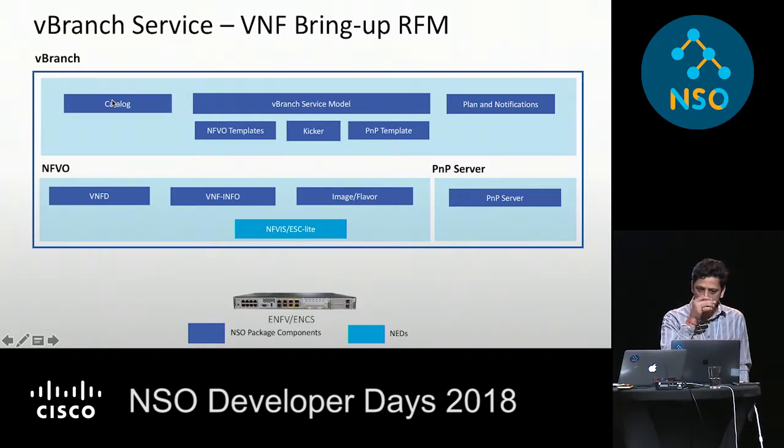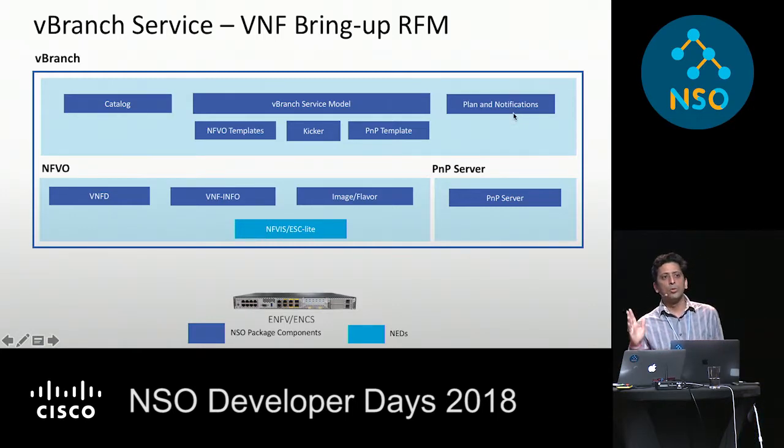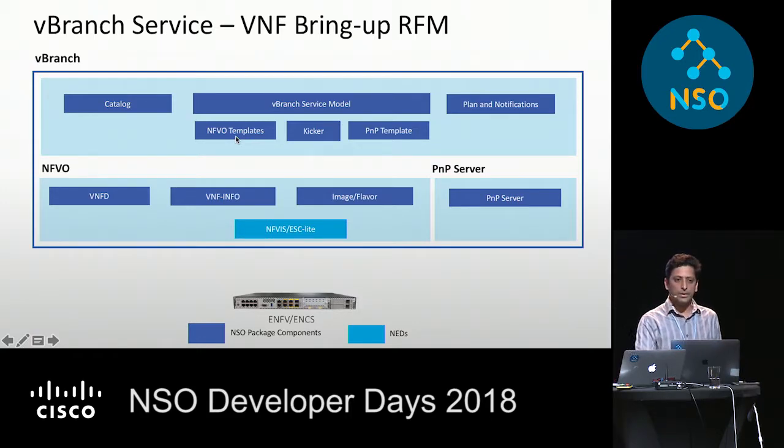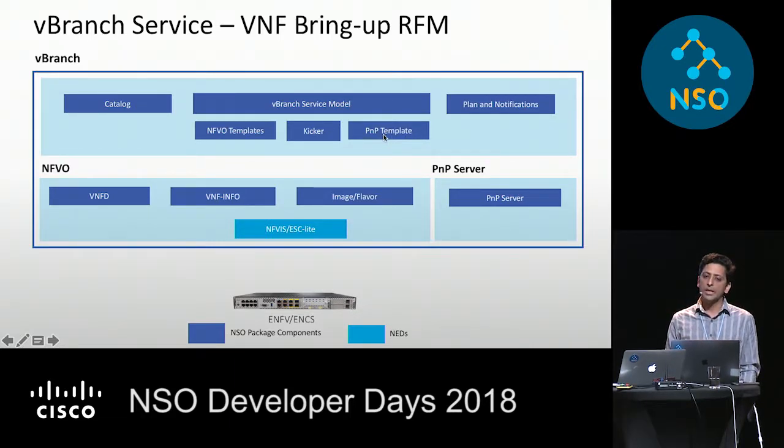Catalog, I just covered these models. vBranch service models I covered as well. Plan is nothing but service operational data that has insight into where we are with respect to the creation request. And then notifications keep northbound up to date on where the core FP is with respect to the request. Okay, and it avoids polling, which is efficient. And this block kind of covers all the create code, right? So the NFVO template pointing to VNF info, kicker corresponding to the operational data that you see, and likewise for PNP, there is a stack service template that's attached here.